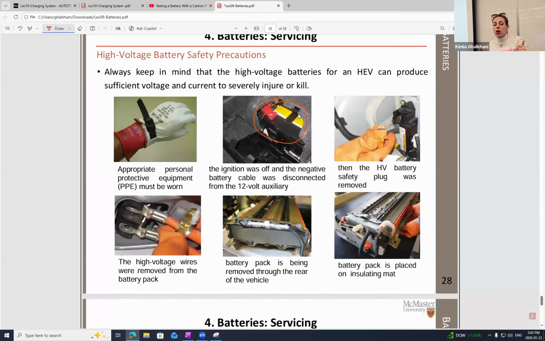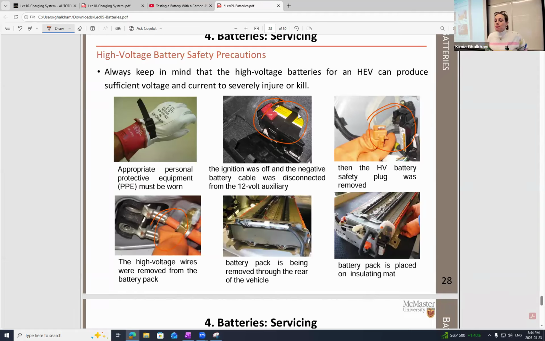Both of them must be disconnected. And of course, if you are looking at a high voltage battery, you have to make sure your safety plug is removed, right? And definitely the wires, these are the wires for high voltage application. The cables are thick. Remember I said it's around 4, I'm talking about the gauge. These are thicker wires to be connected to the positive and negative.